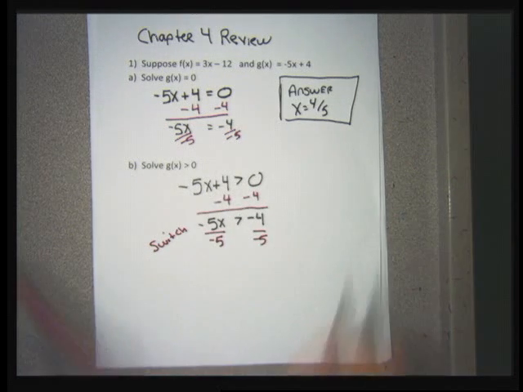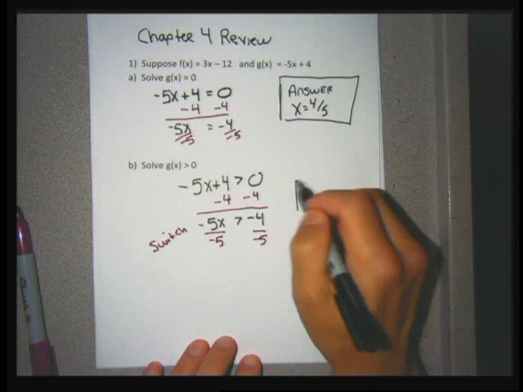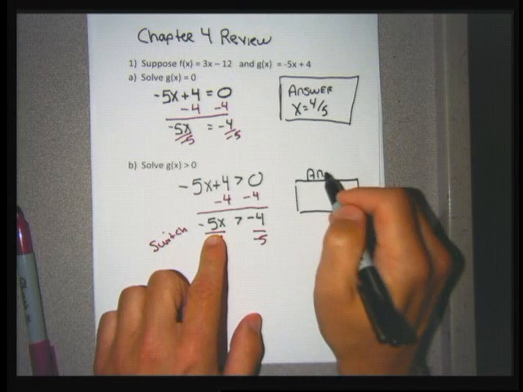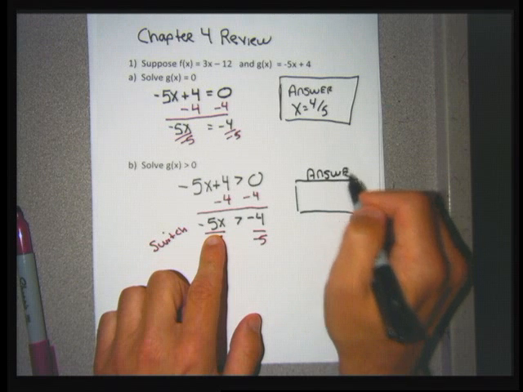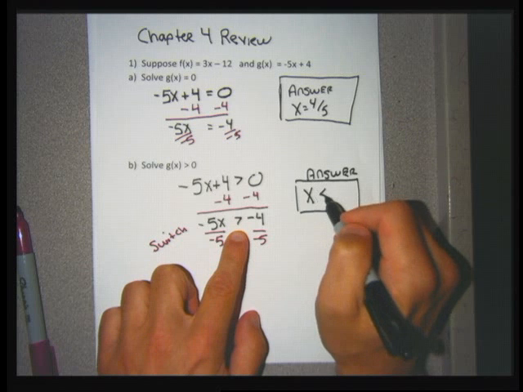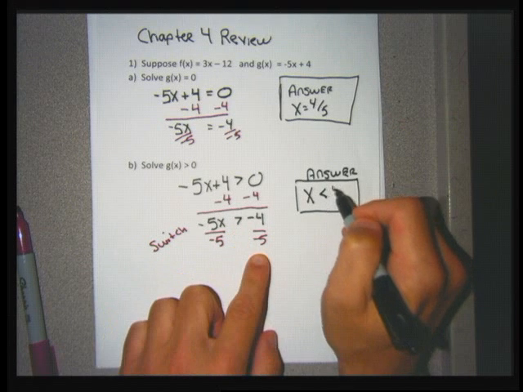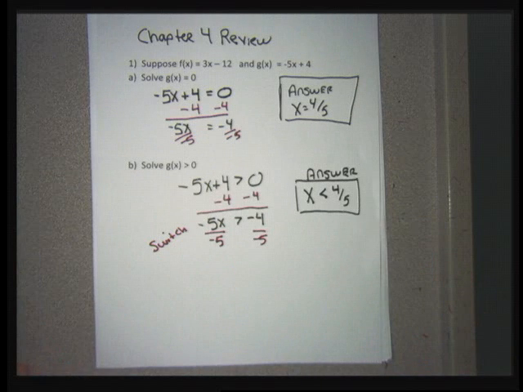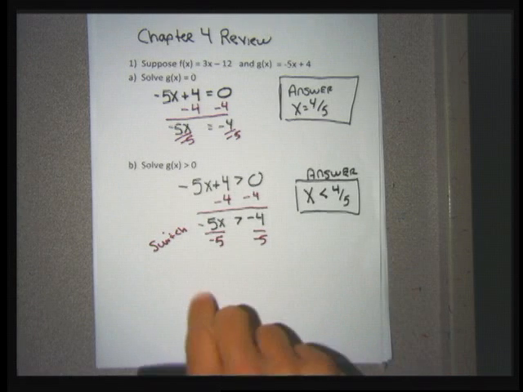When I do this division, the negative 5's cancel. I'm left with the x. Because I had to divide by a negative, I need to switch the greater than to a less than sign. And on the right-hand side, I still get the same 4/5. So x is less than 4/5 is the perfect answer for part B. I don't have to write set builder or interval notation. This is a completely adequate answer.